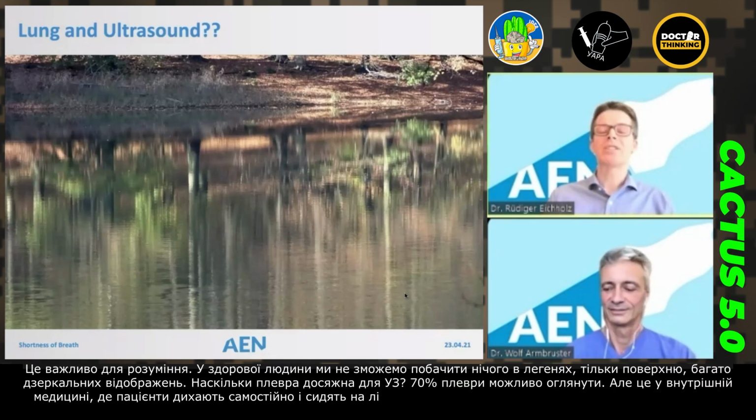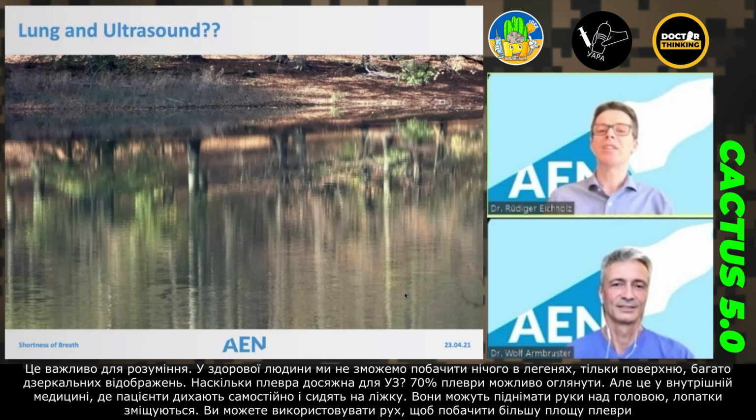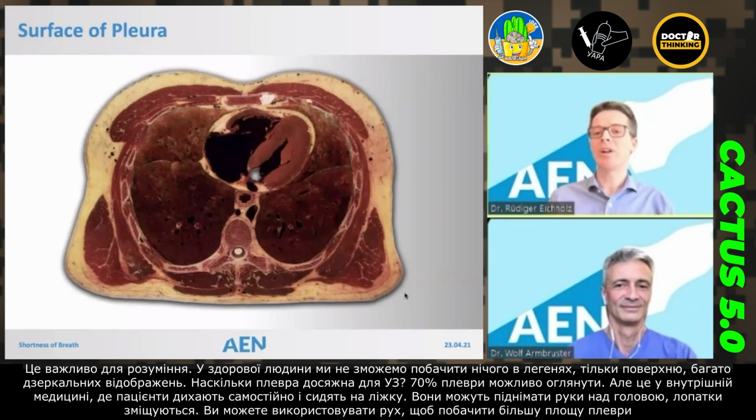And this is important in understanding that if we scan a healthy individual, we can't really see something inside the lung, but we can see something on the surface, a lot of mirror images that are being transposed in the lower part under the pleural line in our ultrasound image. So how much of the pleura is actually accessible with ultrasound, Wolf?